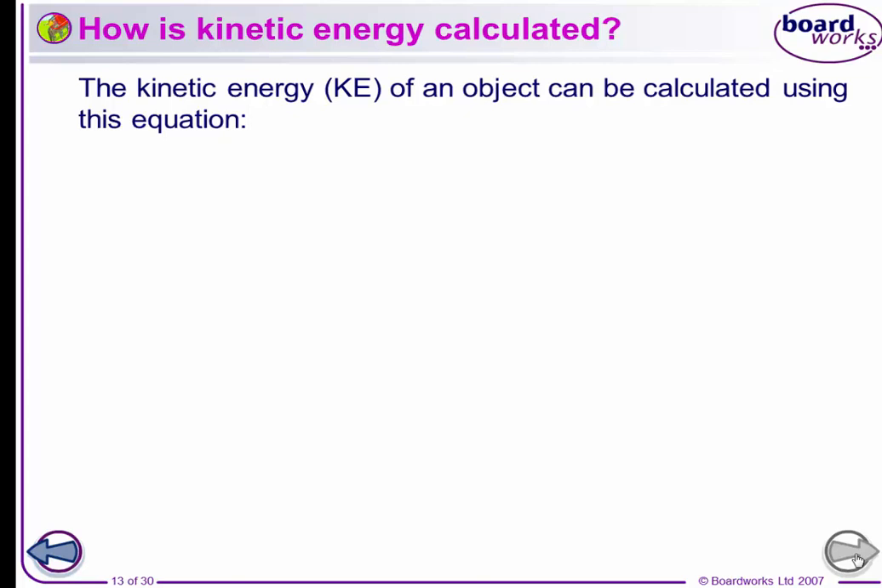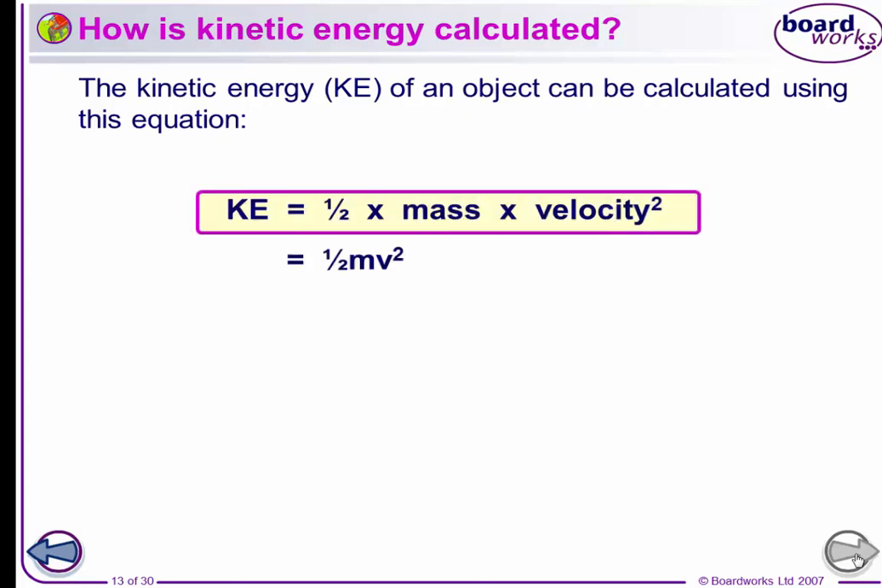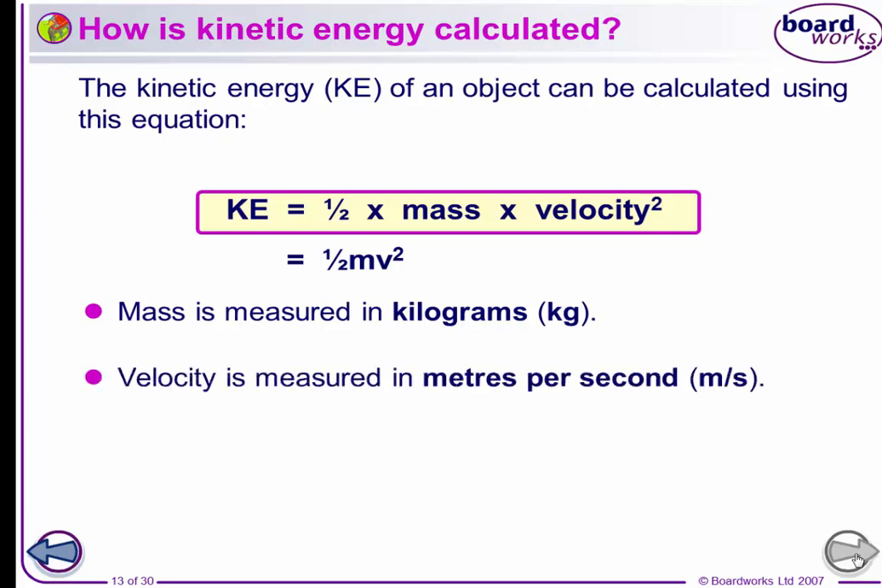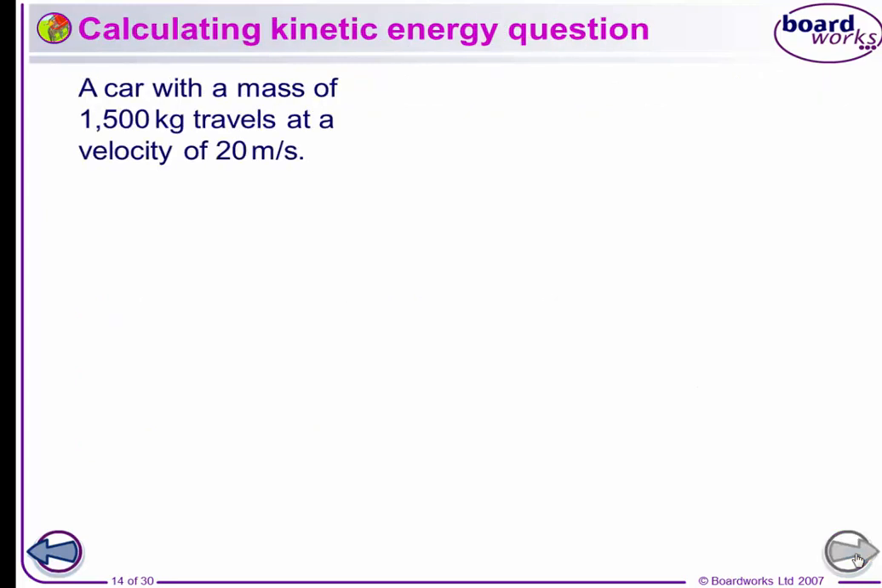We can calculate the kinetic energy using the following equation. Kinetic energy is equal to half times mass times velocity squared. Don't forget, you have to square the velocity. Mass is in kilograms, velocity is in meters per second, which we have to square, and the kinetic energy is measured in joules. Let's look at an example.